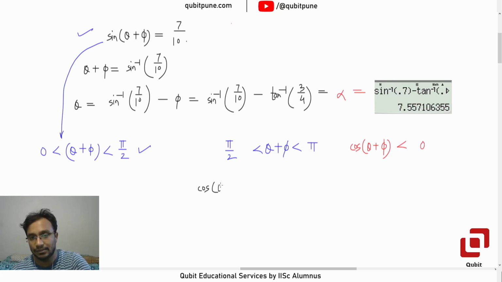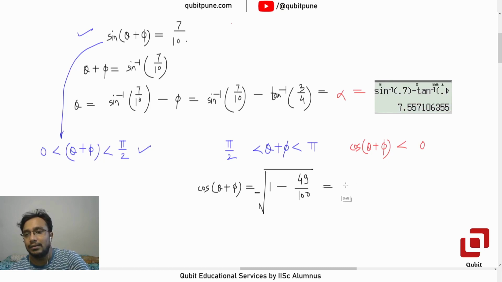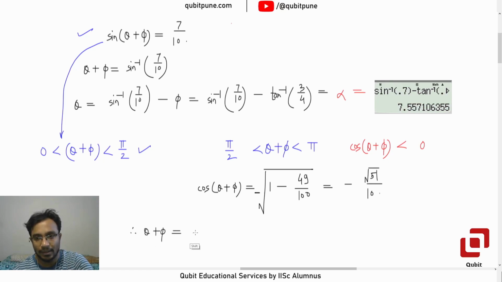So cos of theta plus phi is equal to the root of 1 minus sine squared theta. So 1 minus 49 by 100, root, with a negative sign. So that will be negative root 51 by 10. So what will be theta plus phi? It will be cos inverse of negative root 51 by 10.